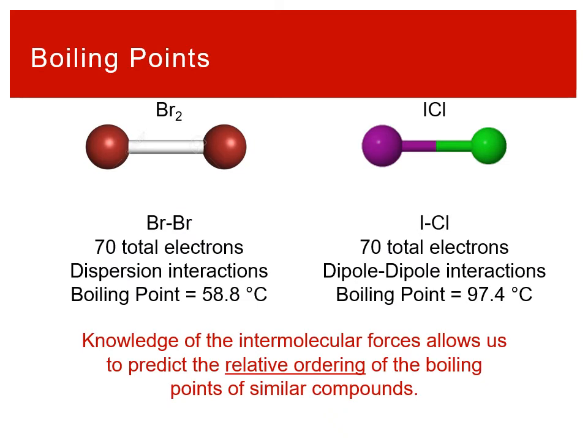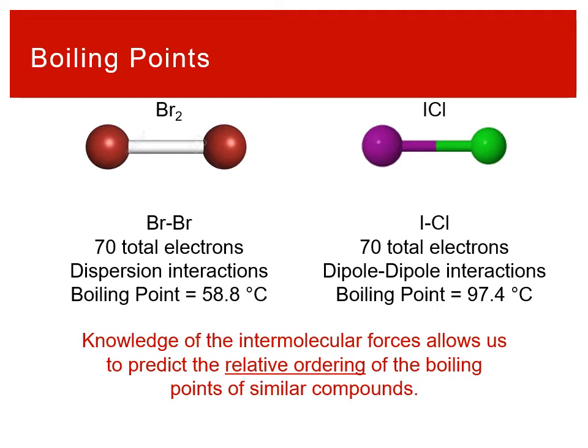So the information on the boiling point of these 2 compounds comes directly from knowing the different type of intermolecular force. It's not the mass of the molecule, it's not the electrons, it's not any of that kind of stuff. It's the intermolecular force that drives it. Is it dispersion? That's weak. That means it's going to be easier to break those intermolecular forces, and it's going to be easier to boil bromine than iodine chloride. So if we want to know the relative ordering of the boiling point of similar compounds, we need to know intermolecular force.